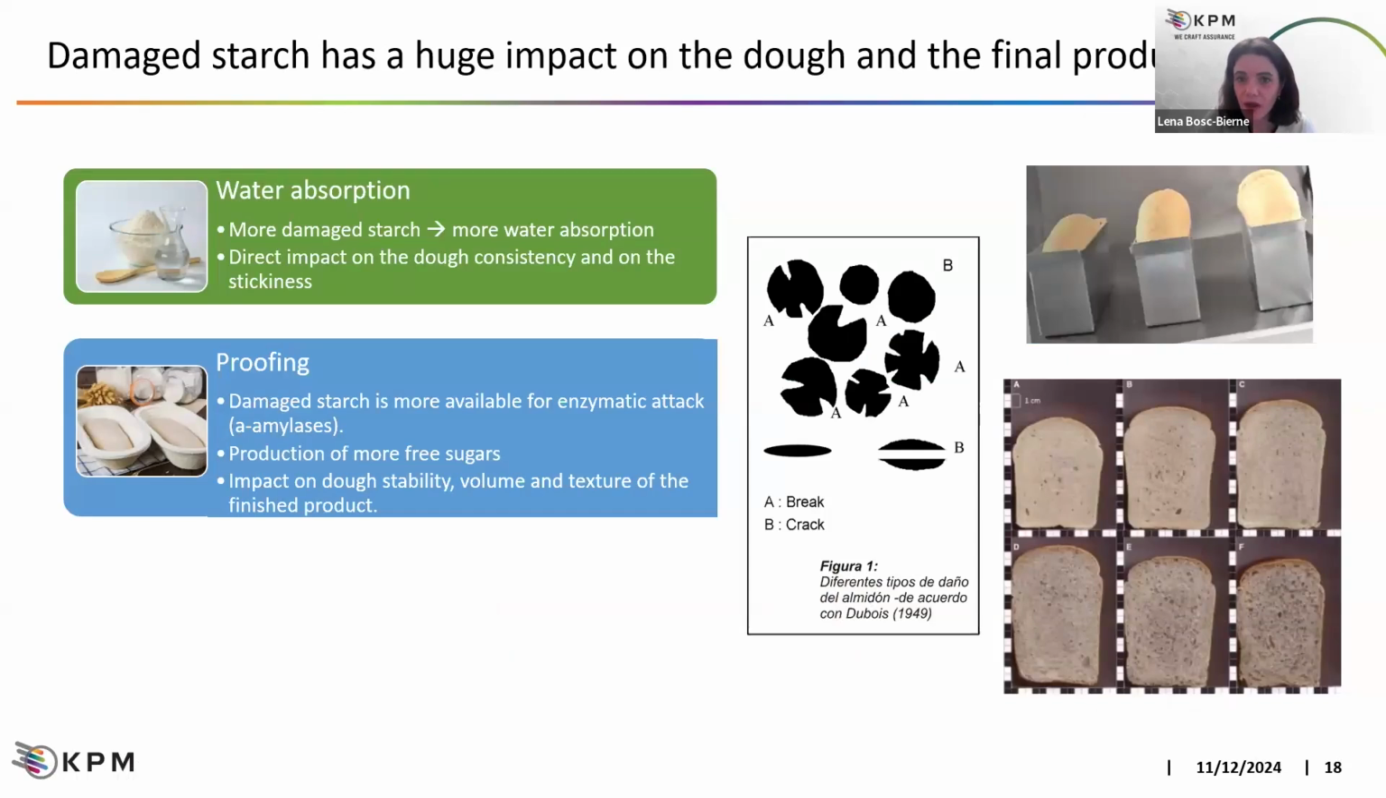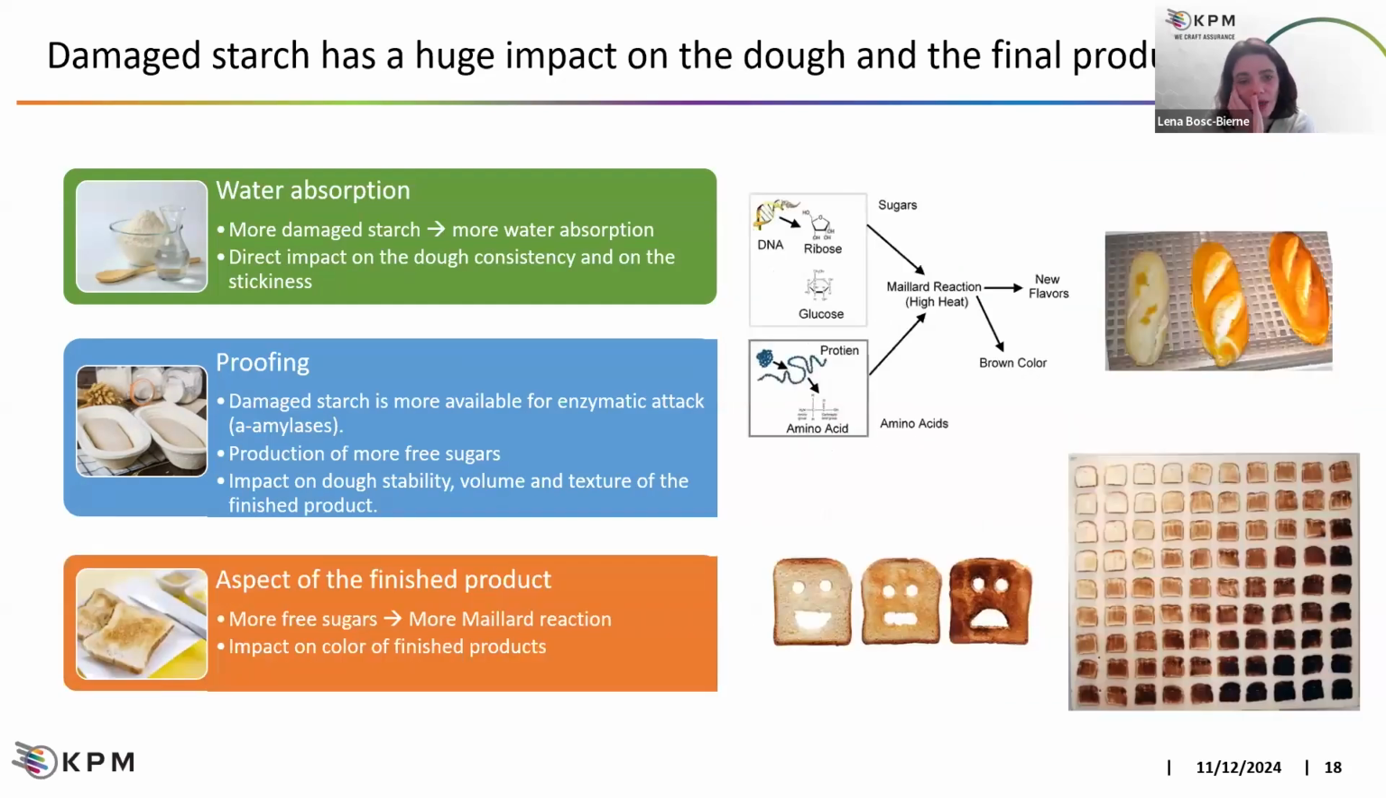Also, it will impact proofing. If you have more damaged starch, then you have more surface open and accessible for enzymatic attack. Damaged starch is more sensitive to amylase activity. That means that with the same amylase activity, with more damaged starch, you will produce more free sugars, which is the food of the yeast. And that will directly impact the dough stability, the volume, the texture of the final product. It will impact proofing in general, especially in formulations that do not contain a lot of sugar.